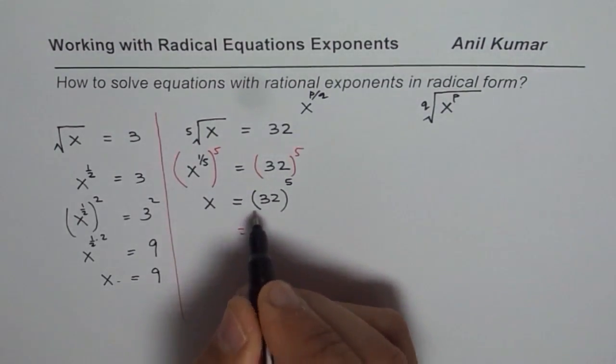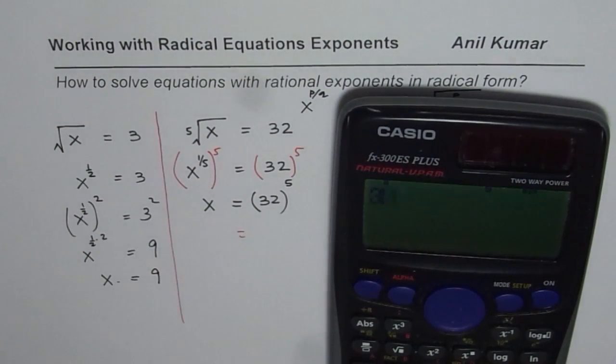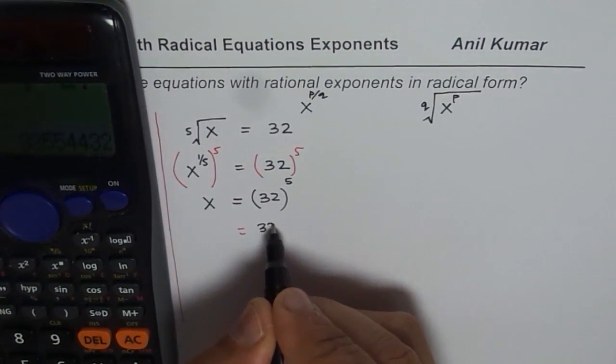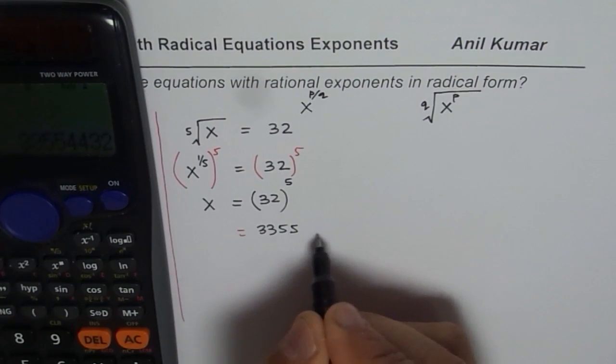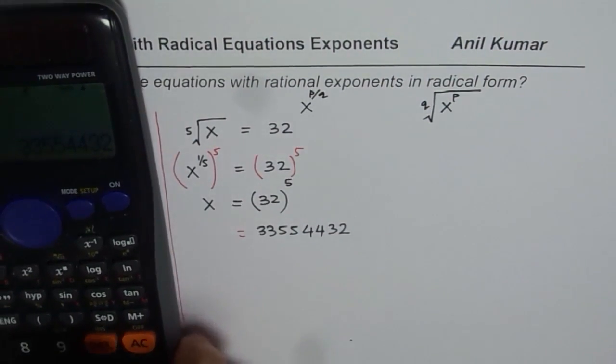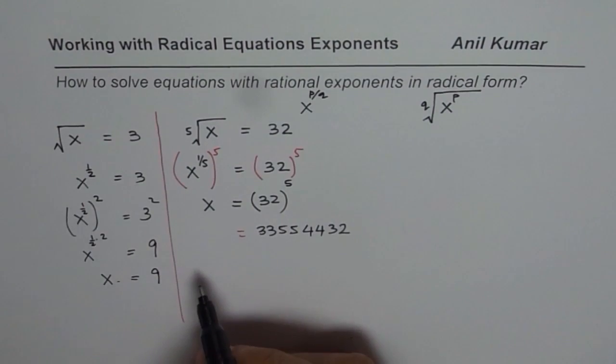Now that's a big number. Let us use the calculator to find the answer. So it is 32 to the power of 5. Whatever number we get, let us write it down. So the number we have here is 33554432. So that is the value of x. Now I hope you understand how to solve such an equation.